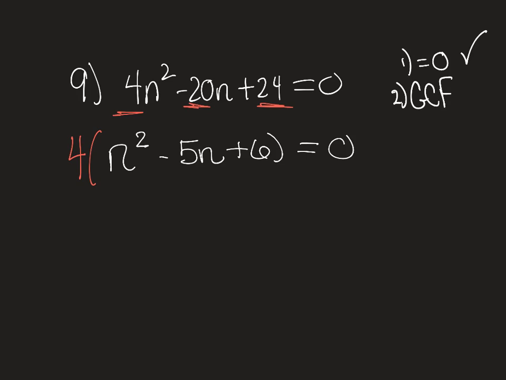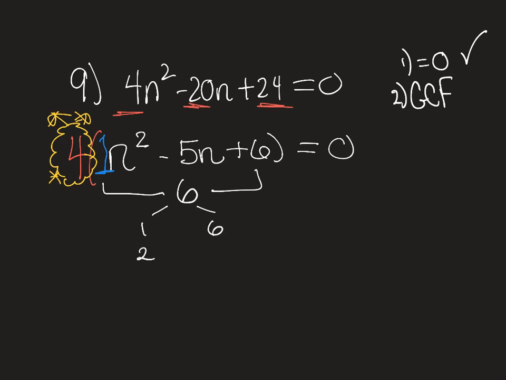Now this 4 on the outside is special. We're not going to forget about him. We're not going to lose him. He's just going to sit and chill for a couple seconds. We're going to do math like we have in every other problem. Remember, there's an invisible 1 right here when you don't have a number in front. So 1 times 6 is going to make a positive 6. All the things that make 6 are going to be 1 and 6, 2 and 3.